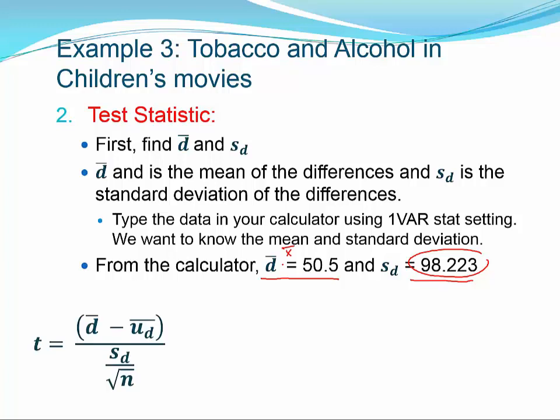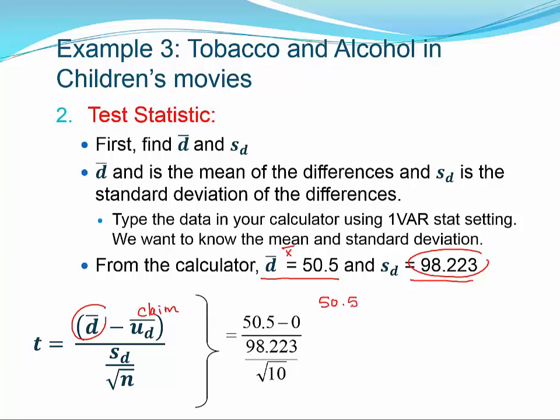So here's our test statistic formula. We have d bar, the mean of the differences, 50.5. We subtract the claim value, which is always going to be 0, and we divide that by the standard deviation divided by the square root of 10. So in the calculator, I would do 50.5 divided by parentheses 98.223 divided by square root of 10 and close parentheses twice. So we get 1.626 for the test statistic, always rounded to 3 places.